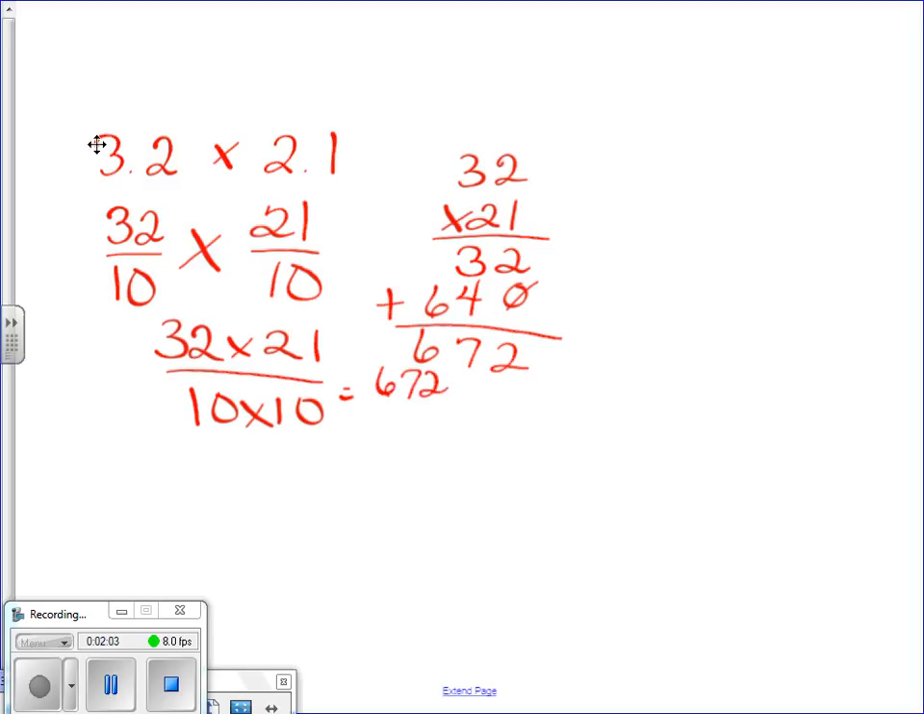10 times 10, 100. So it's 672 hundredths. Yes, I know that that's improper. It's ridiculously improper. I'm fighting not to do what I really want to do with that.